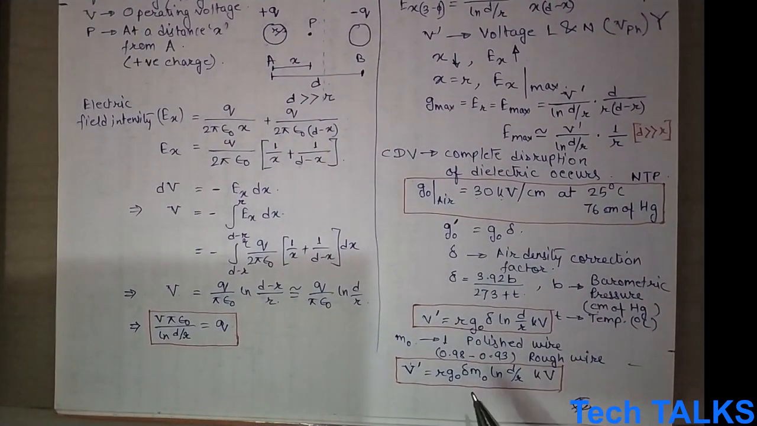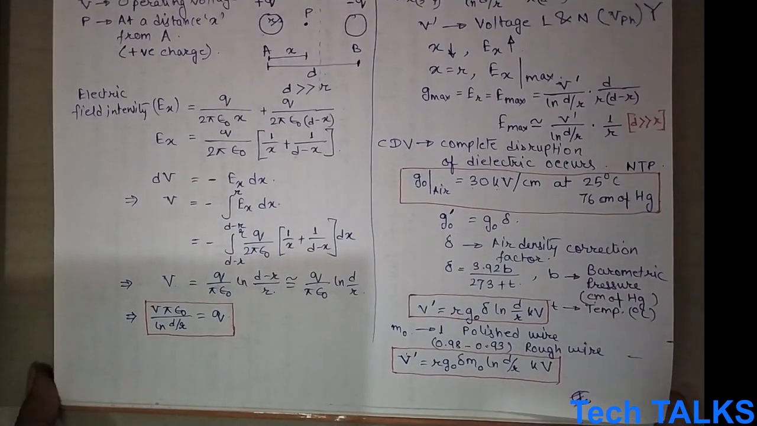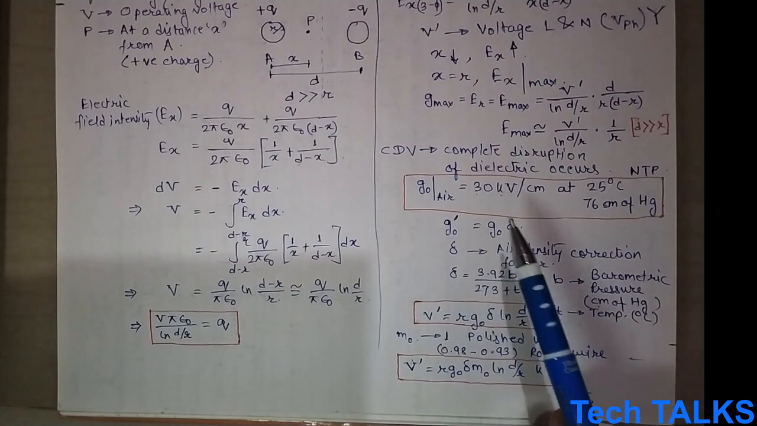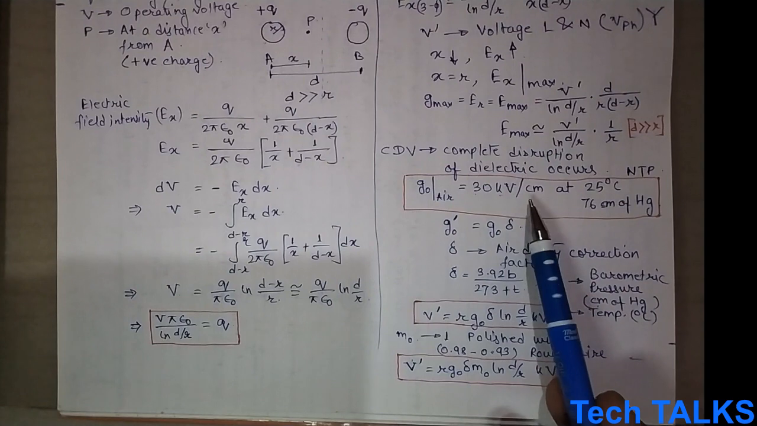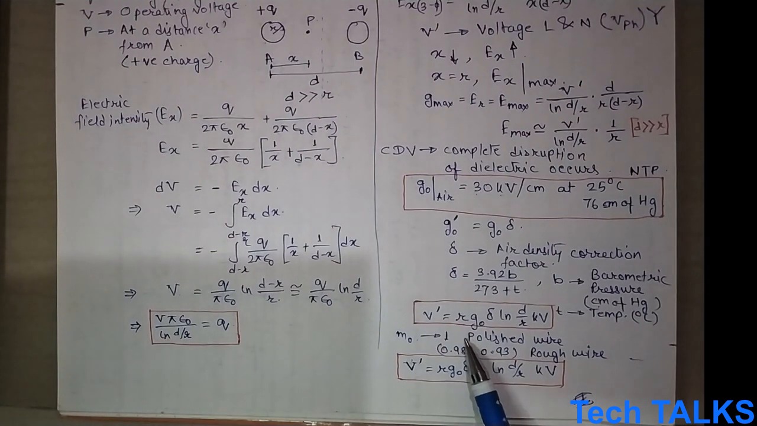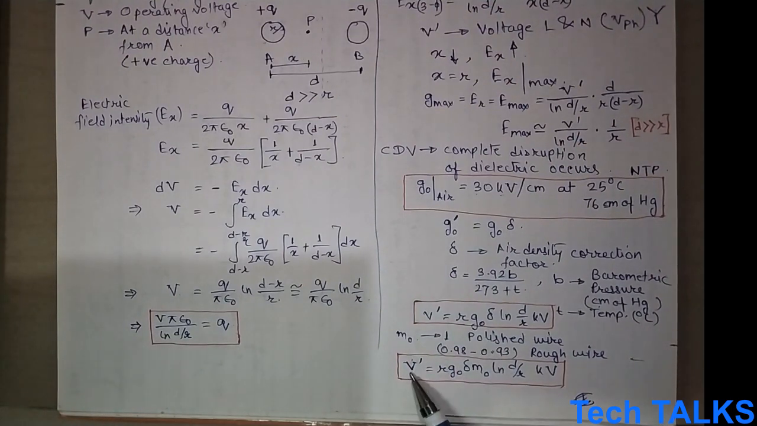Also, when there are dust particles and other issues, the critical disruptive voltage can change, and for that another term is introduced, that is M naught, which is equal to 1 for polished wire, and M will be less for rough wire. Why will it be less? If dust particles deposit on the conductor, then this 30 kilovolt per centimeter value will go down. If this goes down, the correction factor M will go down. So for rough wire it is nearly around this part. So the final formula converges to this part. Okay. Thank you.